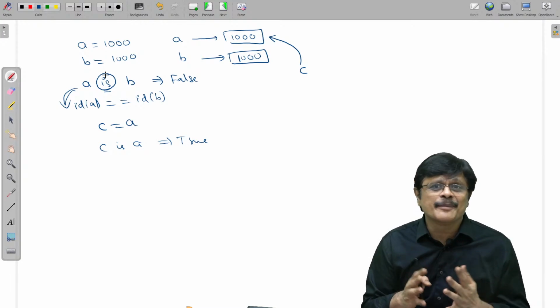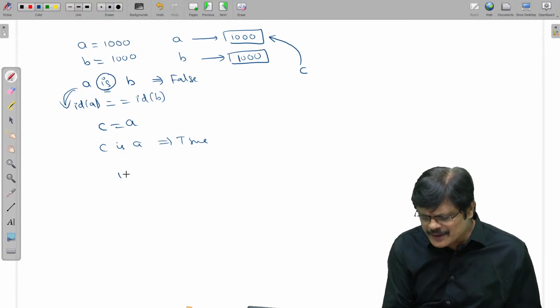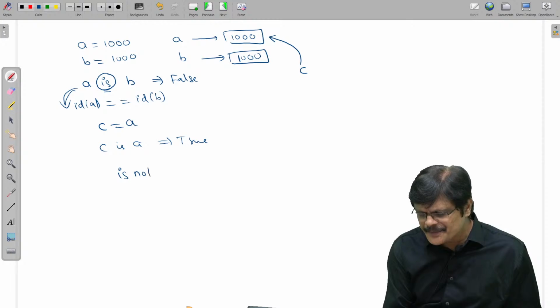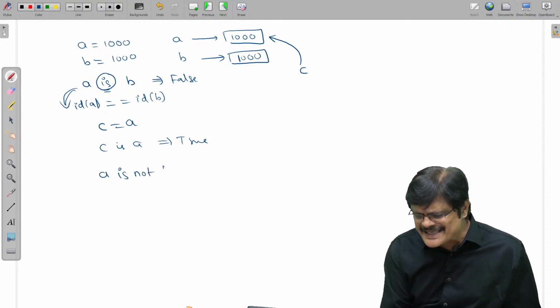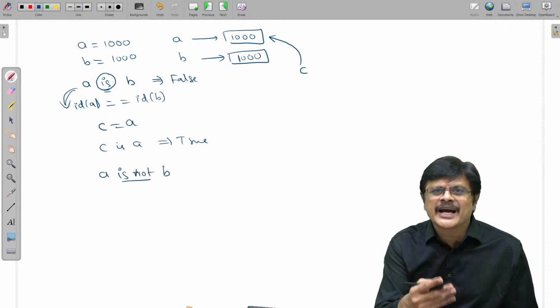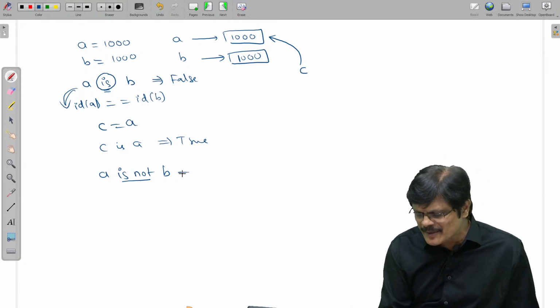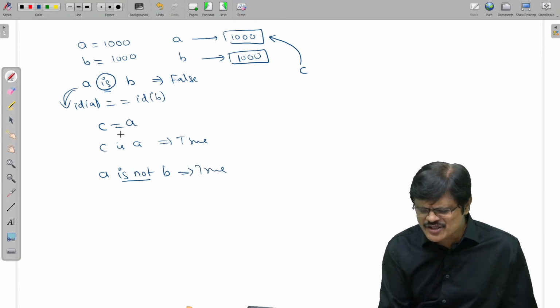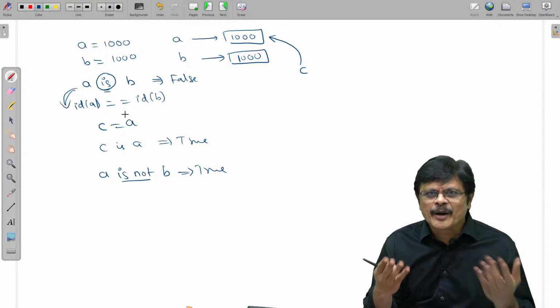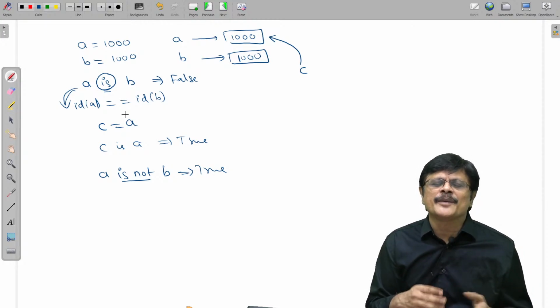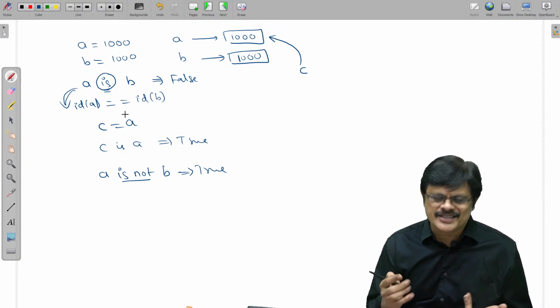This is very, very important, my dear friends. And what about the other one, is not? If I say A is not B, that is correct, because A and B are referring to different objects. This will be true. This is just the reverse of the other side. Is means they are the same object. Is not means they are not the same object. They are different objects. That is it.